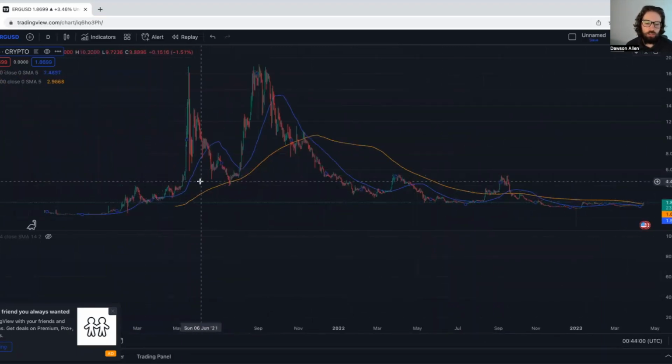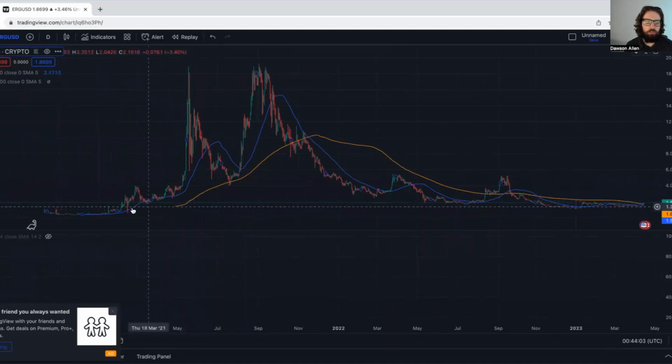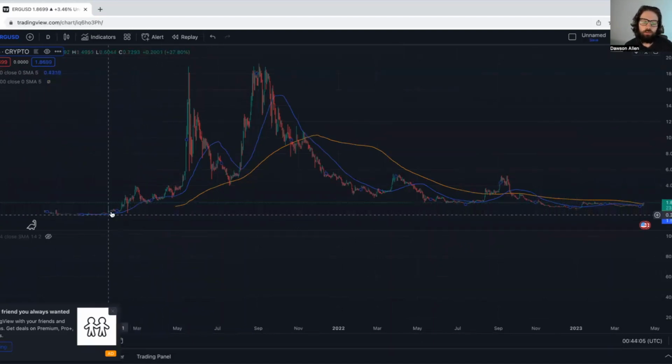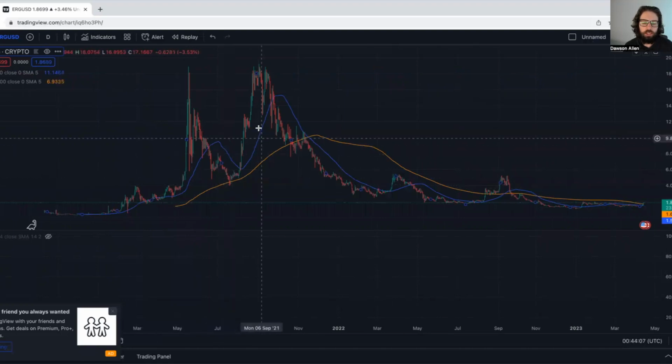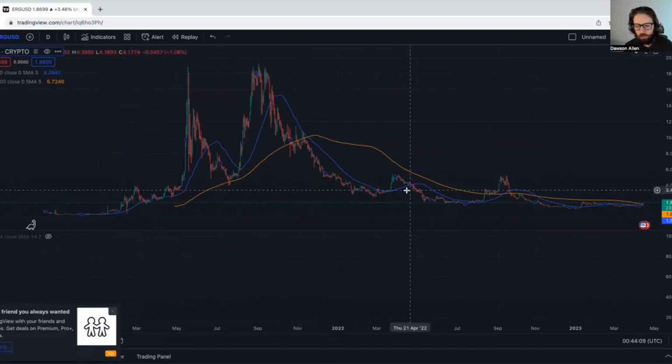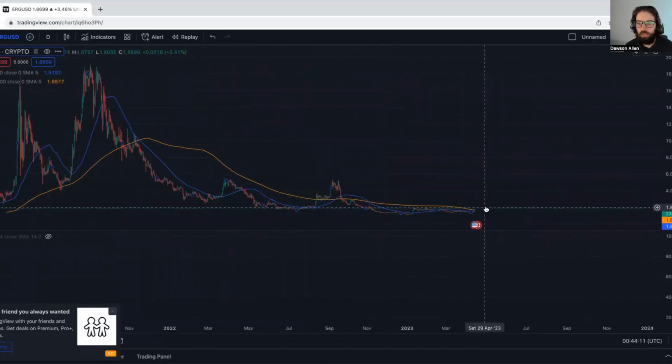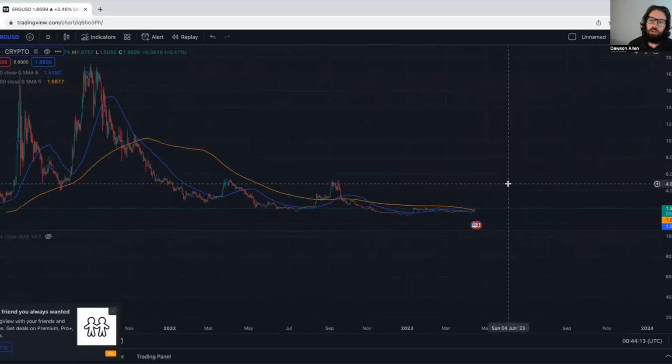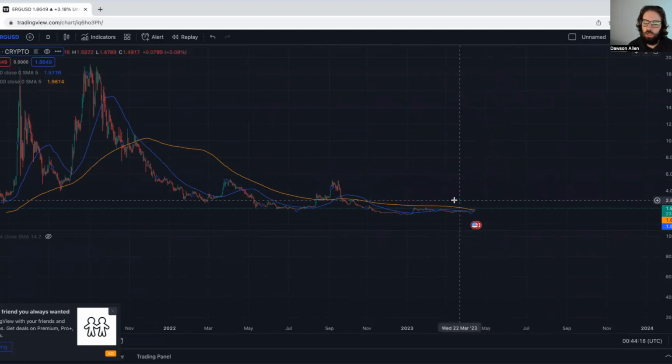Well, Ergo's chart's not really old enough, but if it was old enough back here, the 50 would cross over the 200 and it would stay above. And then it would cross under, and then it would come over here and it would cross above, and then that leads into the next bull market. So the 50 crossing the 200-day simple moving average on the Ergo chart is something we should watch for.